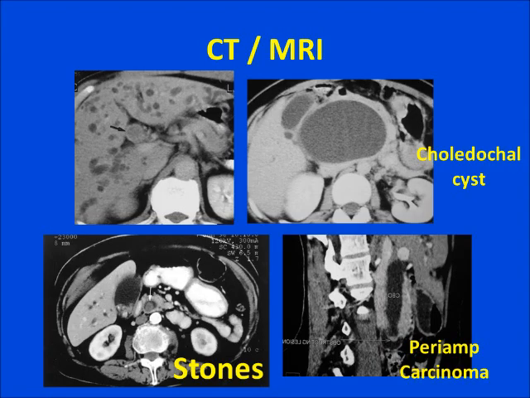The next investigation would be a computerized tomogram or an MRI. These are used to look at the parenchyma and the structures in and around the liver. The first picture here shows the dilated biliary radicals in biliary atresia. The second one shows the choledochal cyst. The picture on the left side shows stones in the gallbladder and also in the common bile duct. The picture on the right side below shows a periampullary carcinoma.